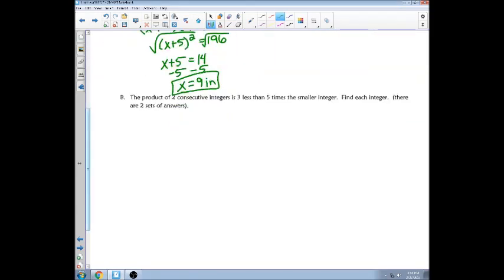The product of two consecutive integers. So what we need to realize here is that x is my first integer, and x plus 1 is my second integer. So the product of those, x times x plus 1, equals 3 less than 5 times the smaller one. Well, since this is x plus 1, my smaller one will be my first, or x. So 5 times the smaller one will be 5x, and then 3 less than that, so I would subtract 3.